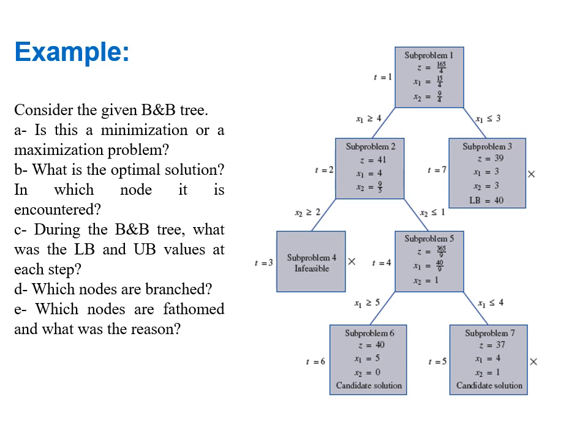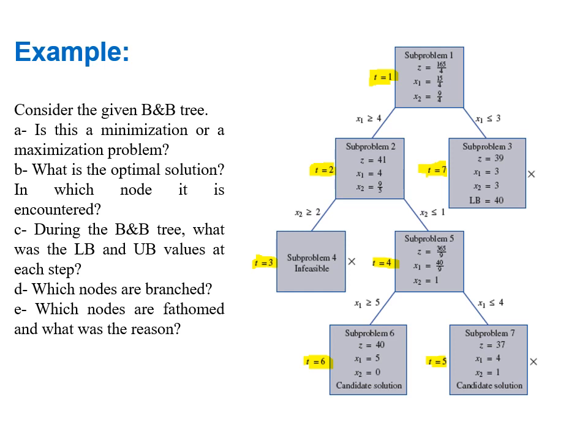In part C, we are asked about the lower and upper bounds at each node of the branch and bound tree. For this purpose, we need to know the sequence in which we explored these nodes. In this example, that information is given with this. T equals 1 here. It means that it is the first node that we explored. Then we explored this one second, third, fourth, fifth, sixth, and seventh.